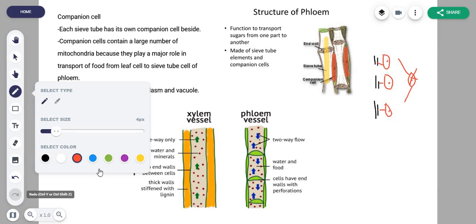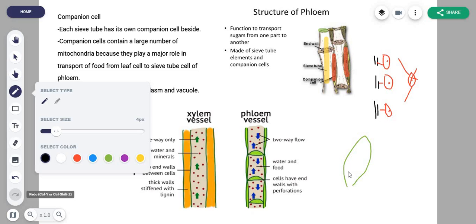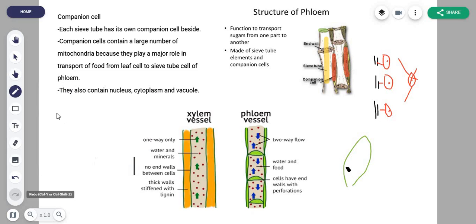But just to give you a brief intro here, this here is your leaf. Let's think of it as that. This is your leaf, and let's imagine that the black region is your sugar produced from photosynthesis.